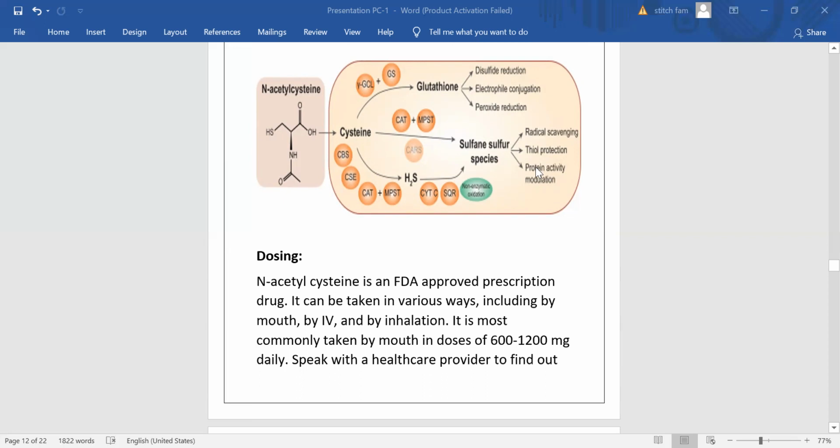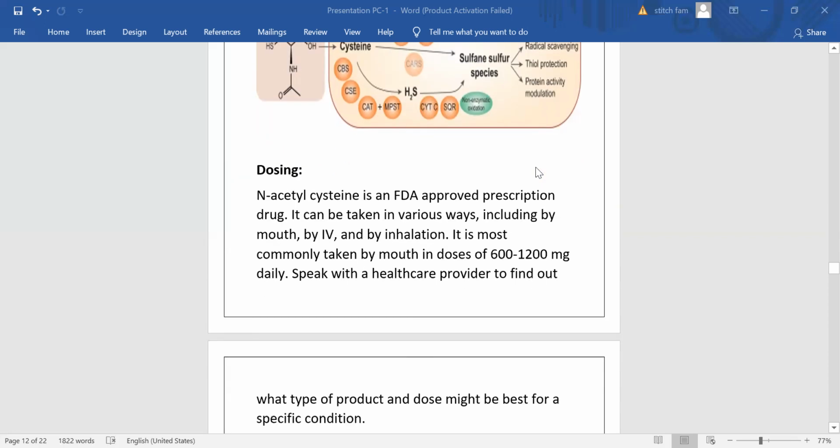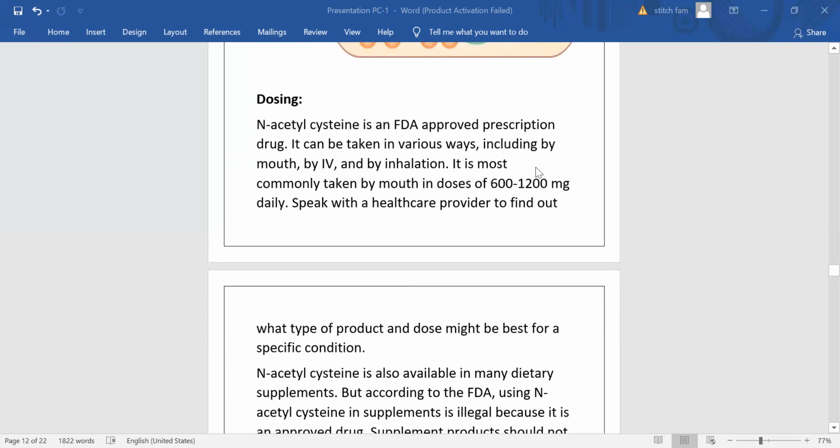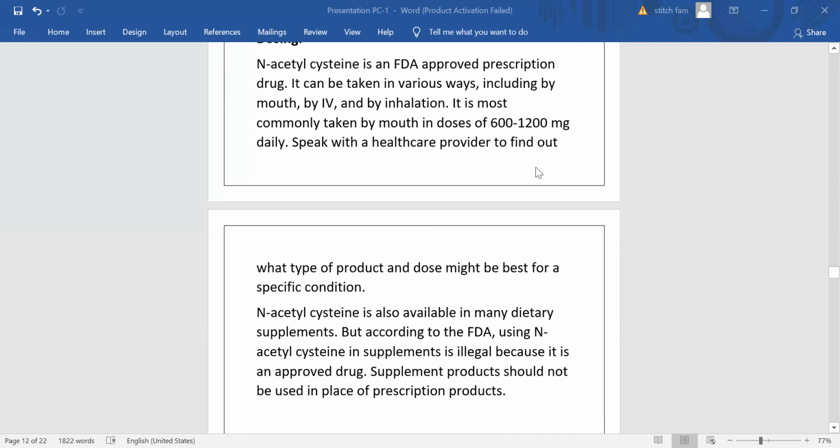Let's talk about the dosage of acetylcysteine. Acetylcysteine is an FDA approved prescription drug. FDA stands for Food and Drug Administration. It can be taken in various ways, including by mouth, by IV, IV stands for intravenous, and by inhalation. It is most commonly taken by mouth in doses of 600 to 1200 mg daily. Speak with a healthcare provider to find out what type of product and dose might be best for a specific condition.